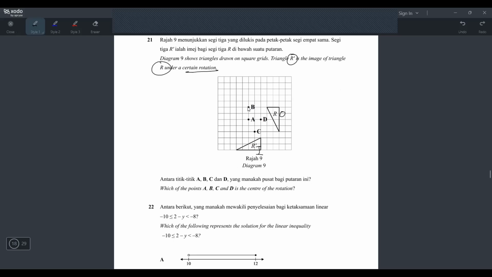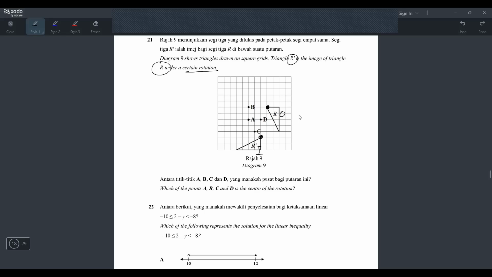Okay, for the center of rotation, I will do it like this. I will count how many horizontal, how many vertical. So for example, let's choose a corresponding point. This point after rotation is this point, right? So let's count from A. Let's assume A is the center. If we count from A to here, how many horizontal, how many vertical? Horizontal 3, vertical 2.